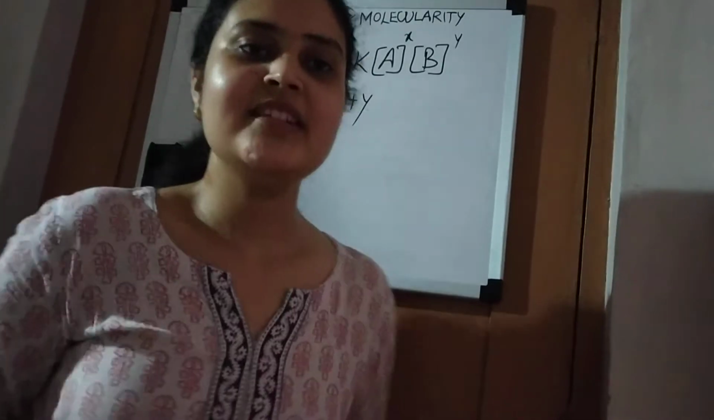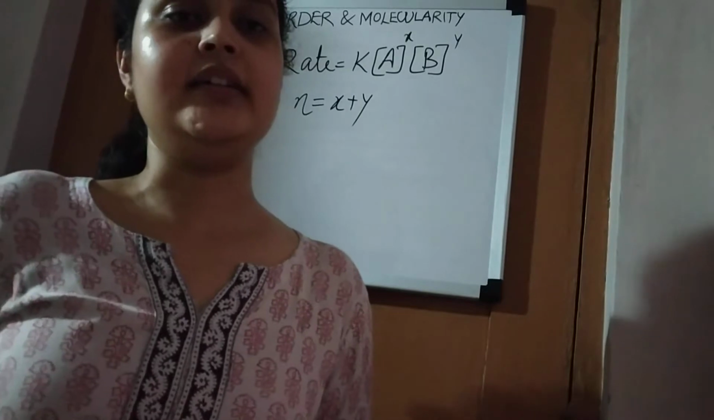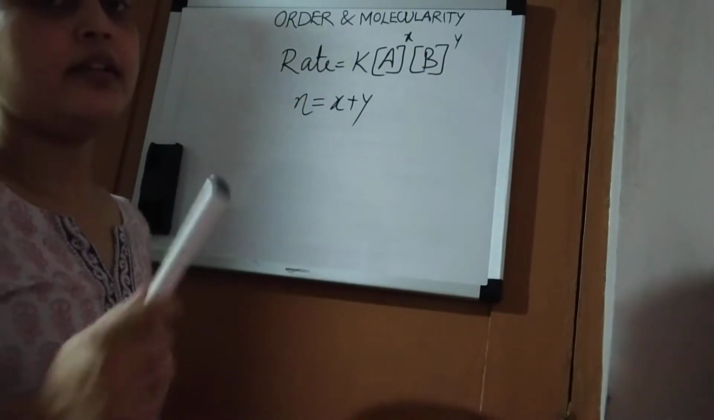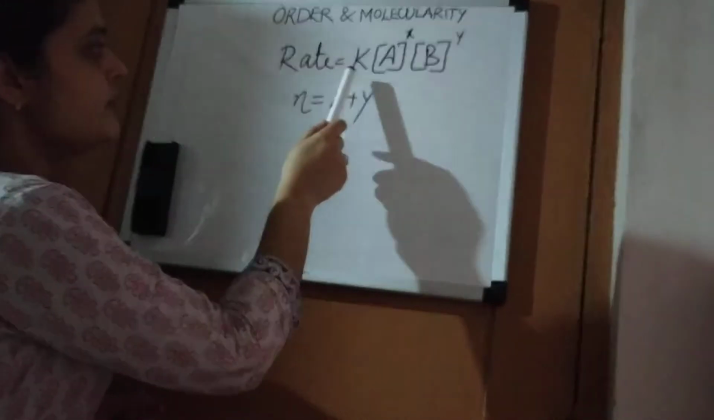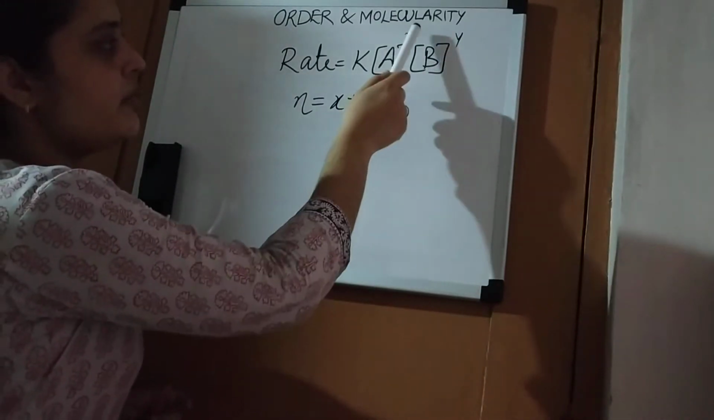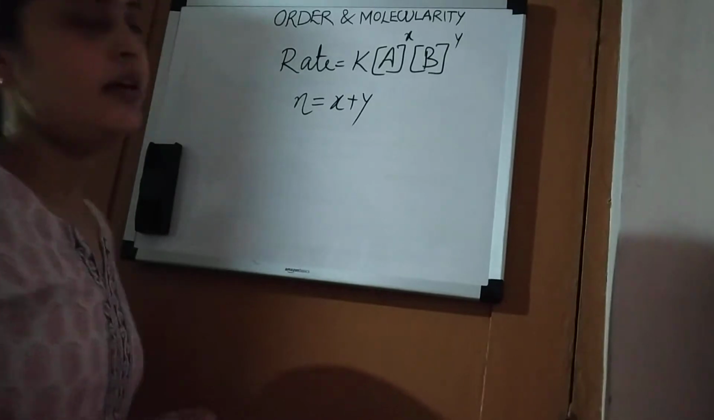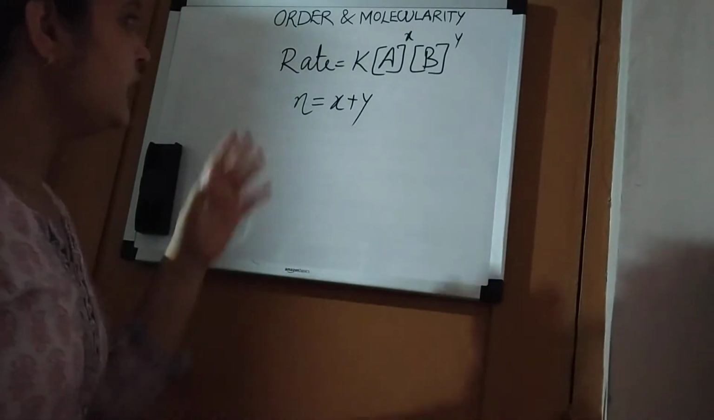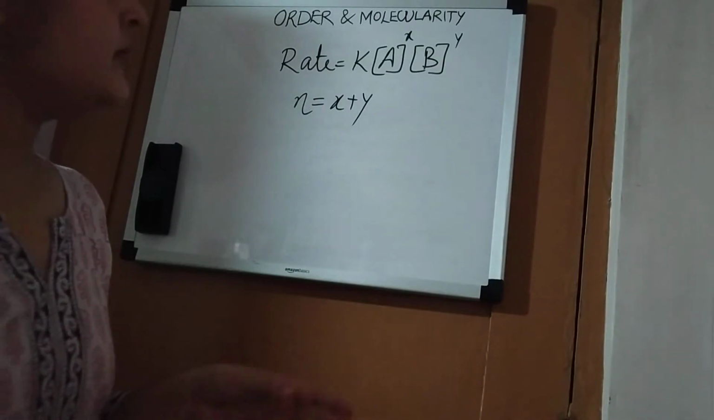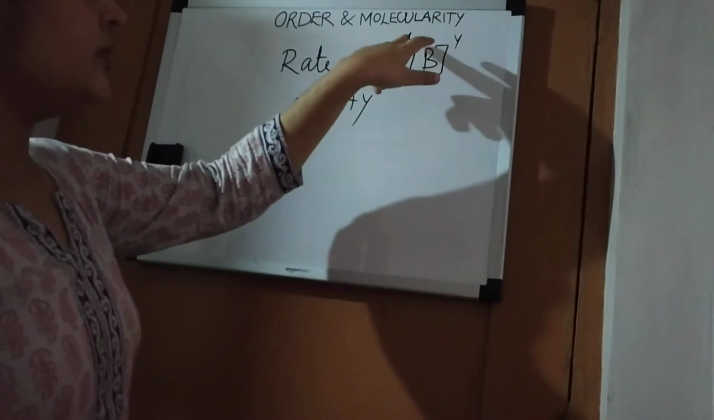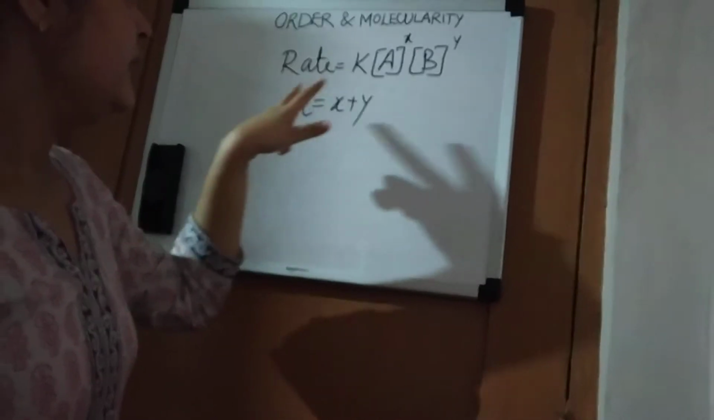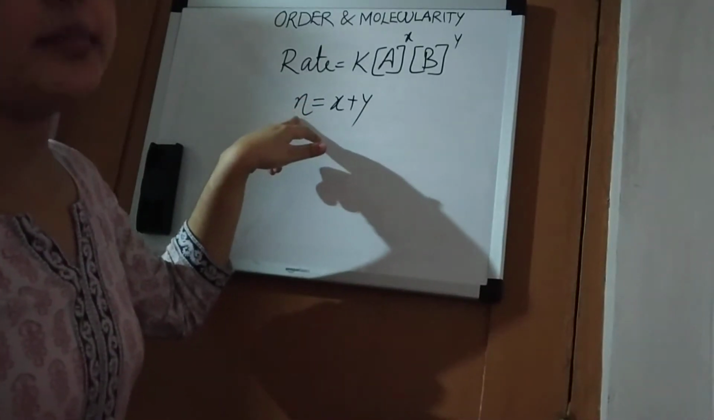Hello friends, today we'll study order and molecularity. So what is the order of a reaction? We know that the rate law expression is rate = k[A]^x[B]^y when the reaction has two reactants, A and B. So the order of the reaction is the sum of the powers of the reactants in the rate law expression, right? Let us say order is denoted by n.